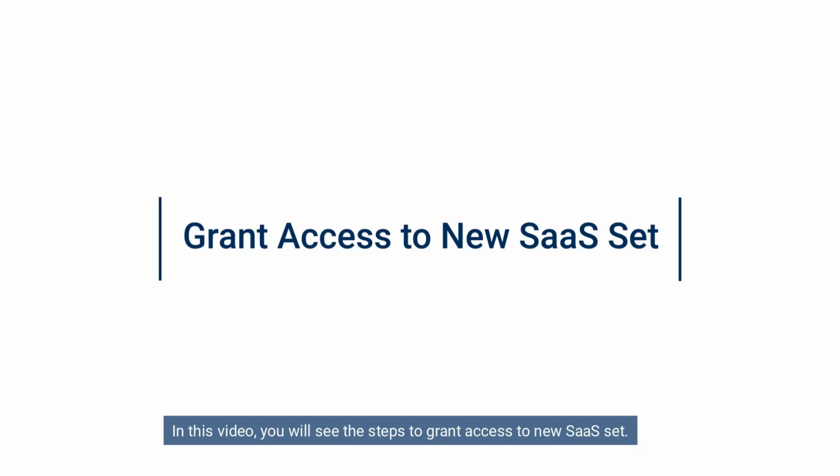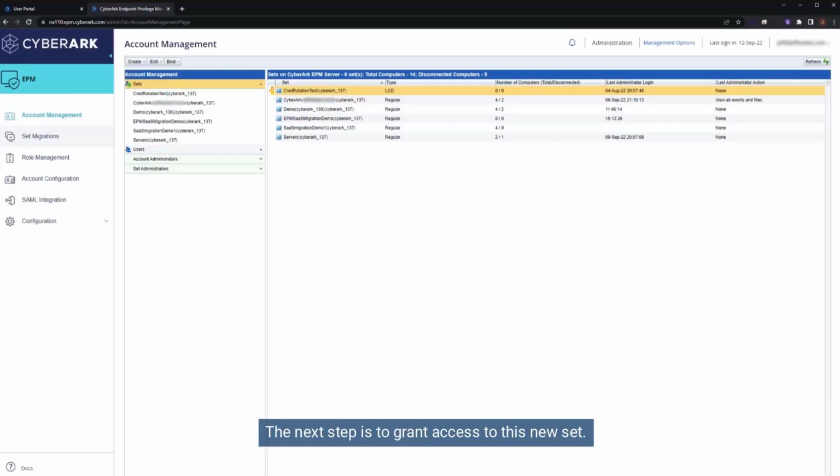In this video, you will see the steps to grant access to a new SAS set. The next step is to grant access to this new set. By default, no one has been given access to this new set. You must give access manually via the EPM console.